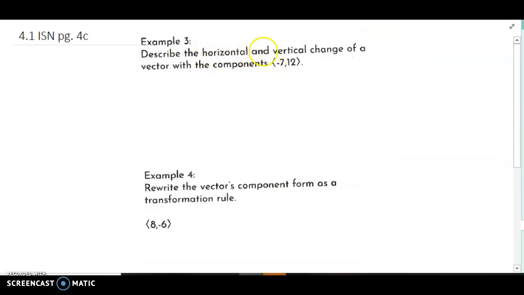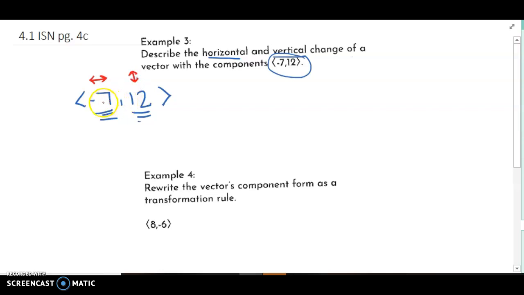All right, so let's look at example 3. It just wants to know what the horizontal and vertical change of the vector with components -7, 12 is. Basically it's asking, do you know what this number means? And do you know what this number means? Remember, the first number is if we're going left or right. Second number is if we're going up or down.